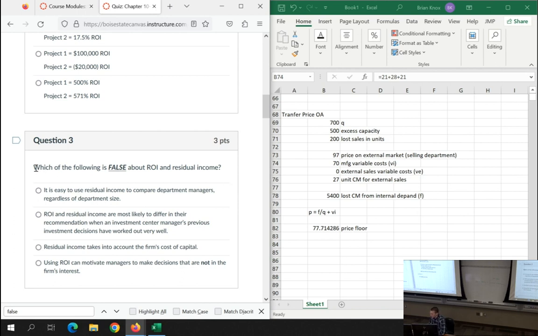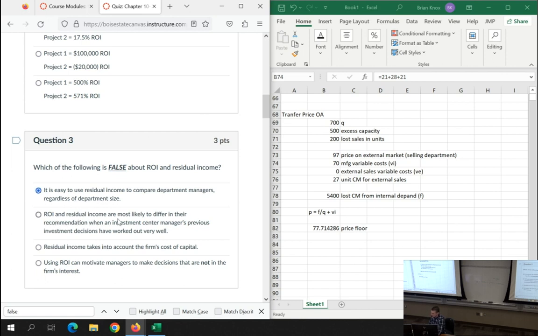All right. Which of the following is false about ROI and residual income? Okay, so it is the first A here. It is easy to use residual income to compare department managers regardless of department size. That would seem to contradict what I said before. Residual income has a comparability problem. ROI does not. It's its greatest strength. So this seems to be false. So I want to click that one, but I'll double check the others.